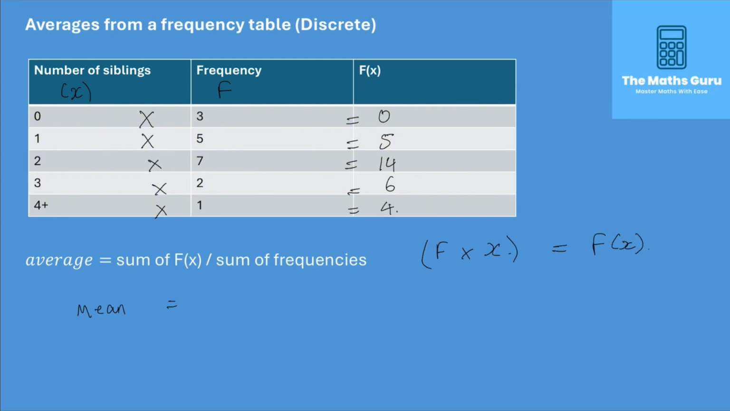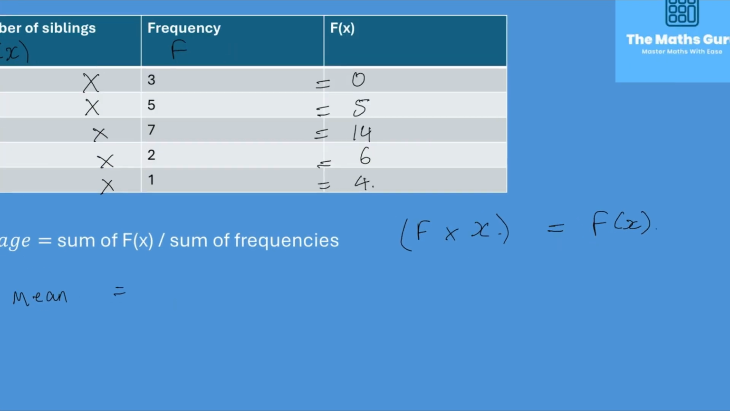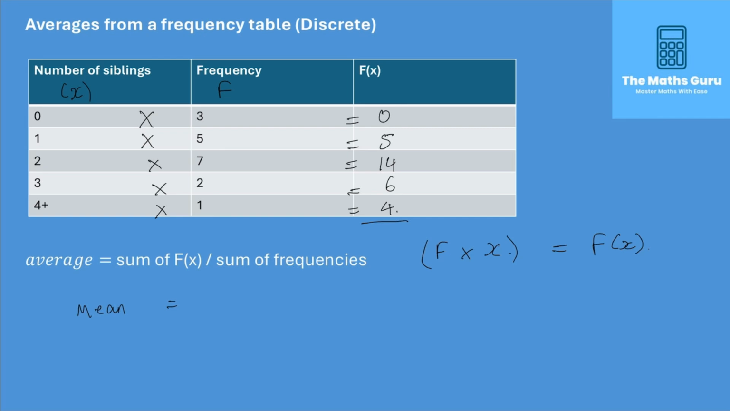Hence, we can now create totals. So 4 plus 6 is 10, plus 14 is 24, plus 5 is 29. The total of fx is 29. And the total frequency here is 3 plus 5, which is 8, plus 7 is 15, 17, 18. So now we have our total frequency and our total fx.